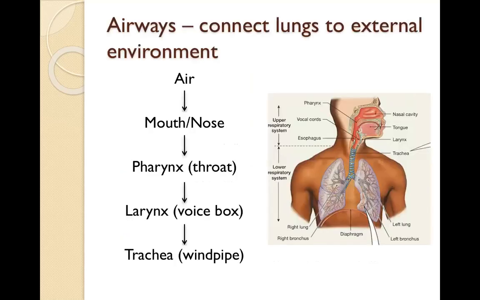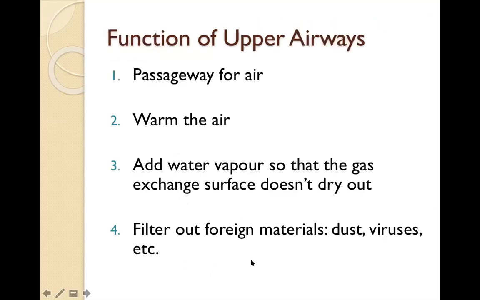Our airways connect the lungs to the external environment. Air comes in from the external environment through either the mouth or the nose, and then it enters the pharynx, which is the throat. It goes past the larynx, the voice box, and then it enters the trachea, or the windpipe. There are several functions of the upper airway as air passes through. Number one, the upper airways function as a passageway for air.